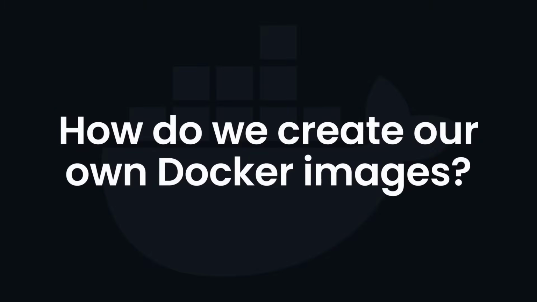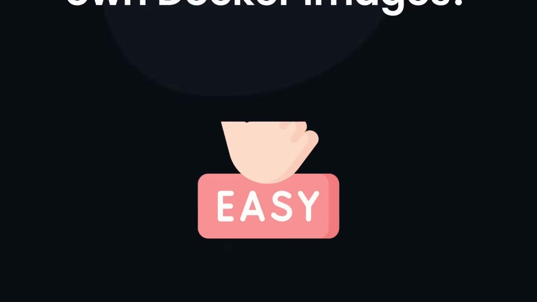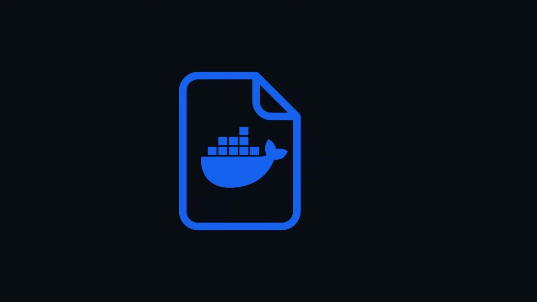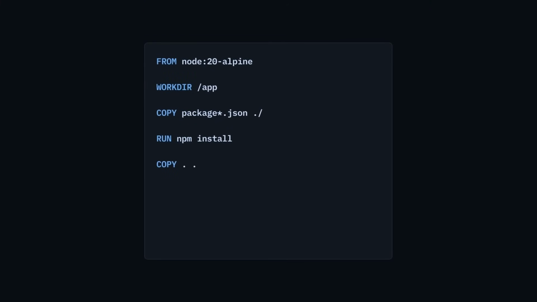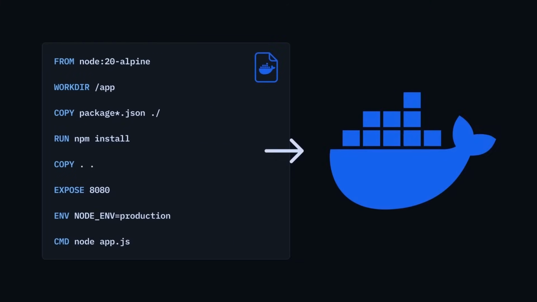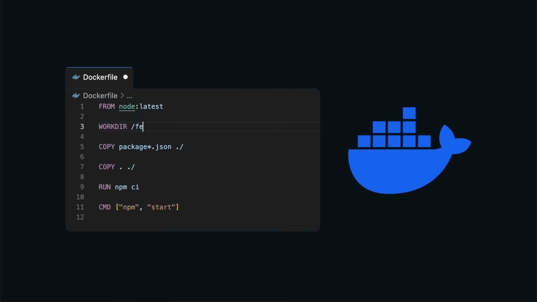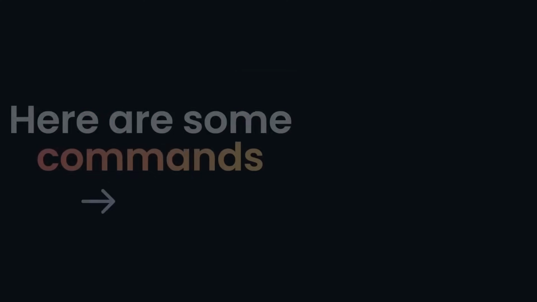But how do we create our own Docker images? Easy peasy. Creating a Docker image starts from a special file called Dockerfile. It's a set of instructions telling Docker how to build an image for your application. There are some specific instructions and keywords we use to tell Docker what we want through the Dockerfile. Think of it as Docker syntax or language to specify exactly what we want. Here are some of the commands.